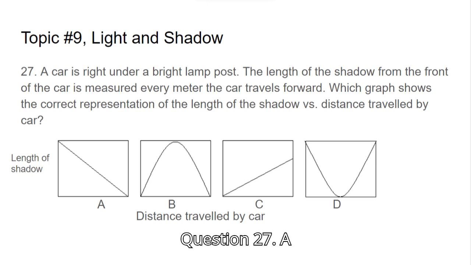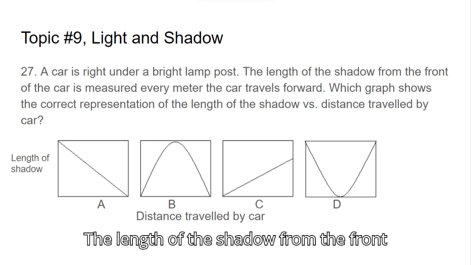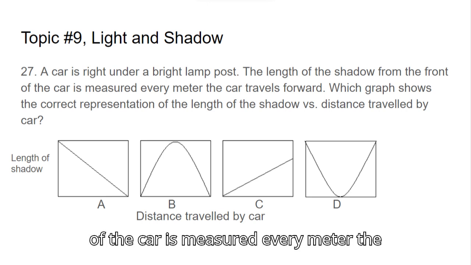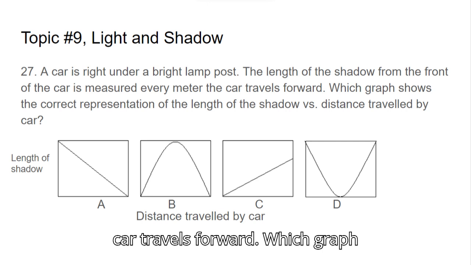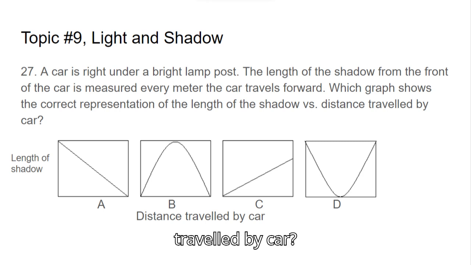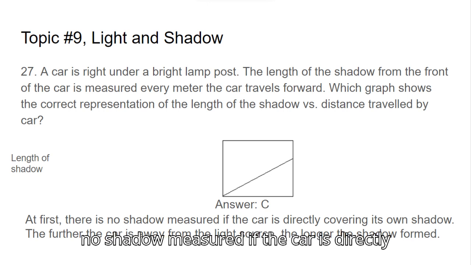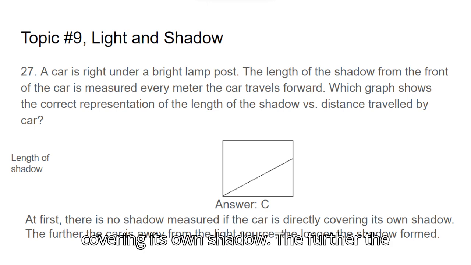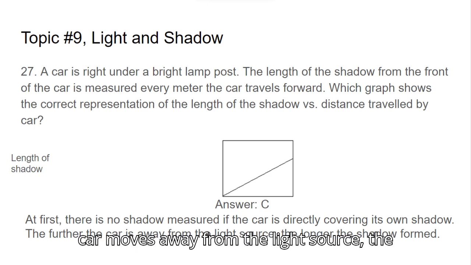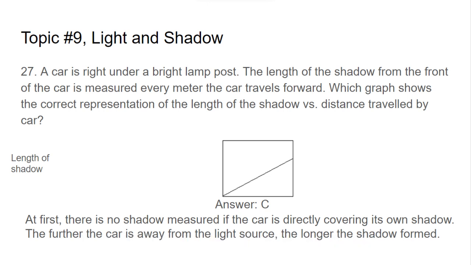Question 27. A car is right under a bright lamp post. The length of the shadow from the front of the car is measured every meter the car travels forward. Which graph shows the correct representation of the length of the shadow versus distance traveled by car? The answer is C. At first there is no shadow measured if the car is directly covering its own shadow. The further the car moves away from the light source, the longer the shadow formed, so the graph moves up.